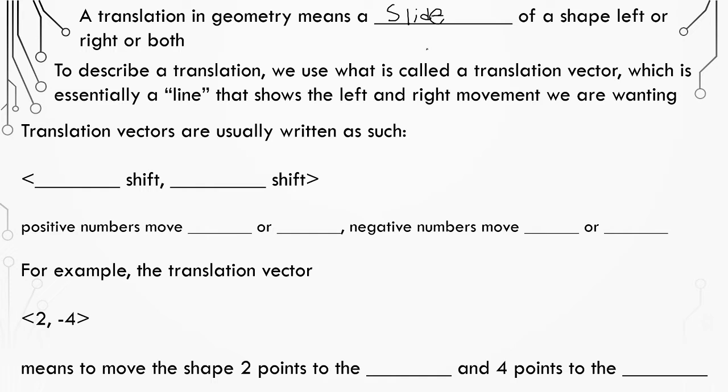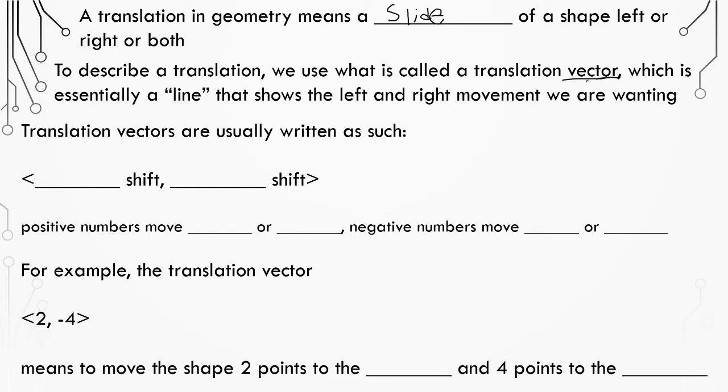Now, how do we actually describe a translation using math? Because again, we can say left and right, but that doesn't really give us a good description because we can move really far left or very small left. I mean, there's different degrees of left we can move, right? So how do we actually describe that? Well, we use something called a translation vector.